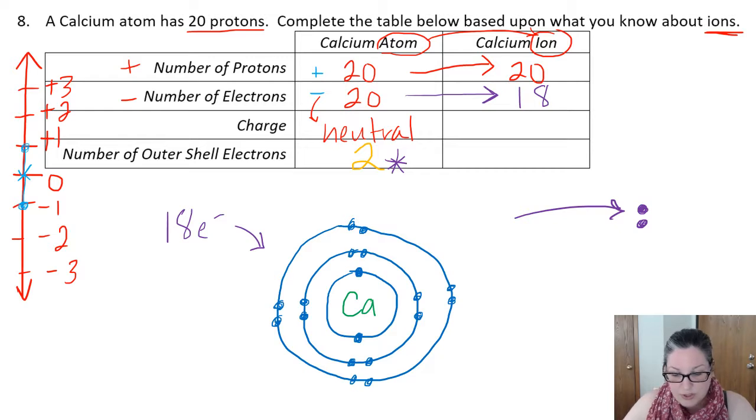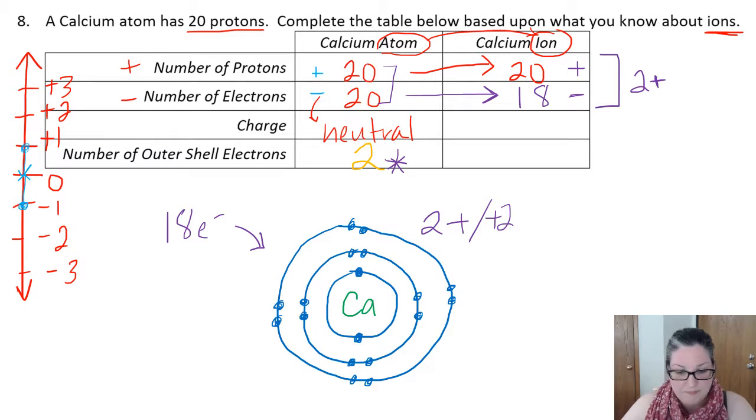Now we have to figure out what its charge is, because it was a neutral charge when we had 20 and 20, but now we have 20 and 18. We have 20 plus charges and 18 negative charges. 20 minus 18 is going to be 2, and it's positive 2. So calcium's charge is now 2 plus or plus 2. I'm not picky, because those electrons are no longer part of calcium. So its charge, because it has an imbalance of electrons, is 2 plus or plus 2.